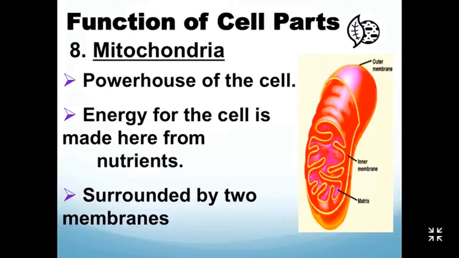And also, by the way, once the energy has been produced, it will transform into ATP, or what we call adenosine triphosphate, for cellular respiration. And it is also surrounded by two membranes as well.